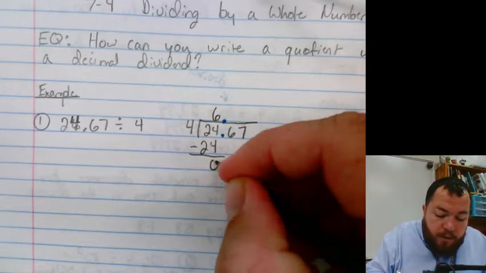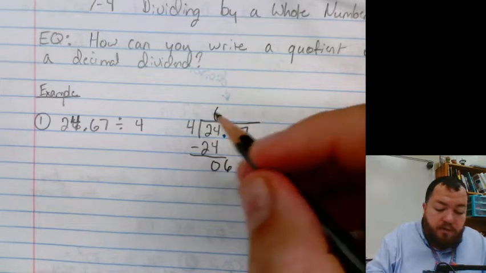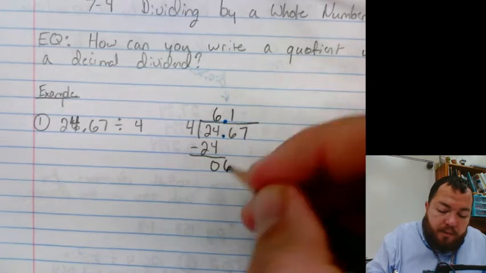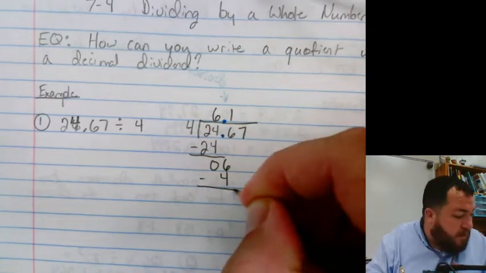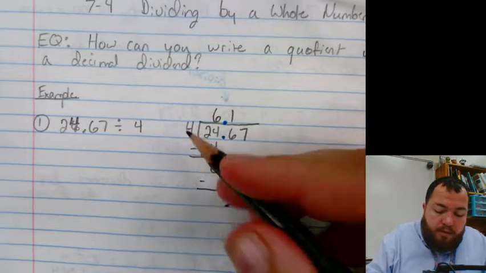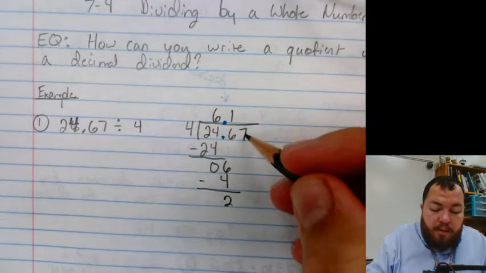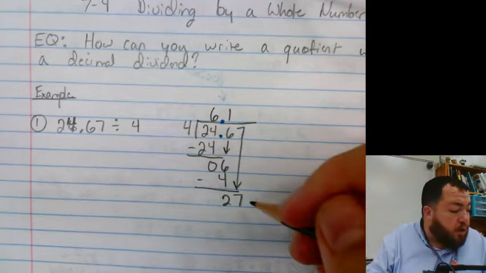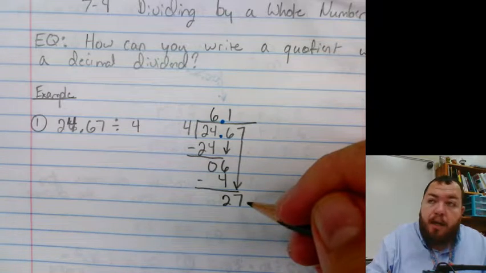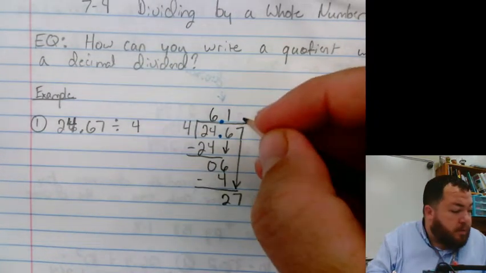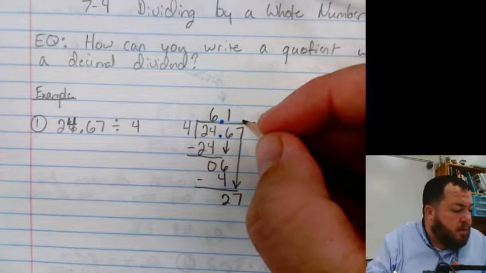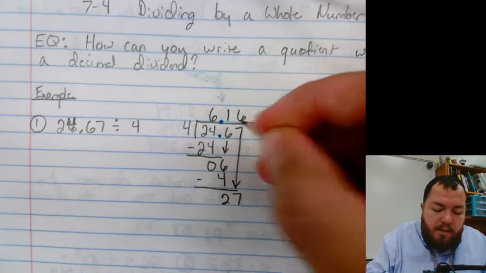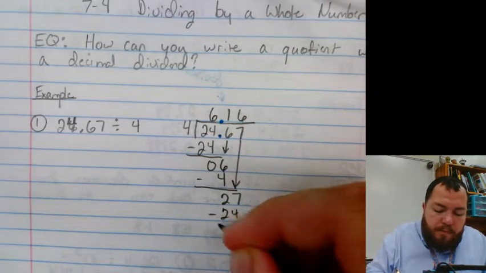Bring down the 0. That gives me 6. Does 4 go into 6? Yes. How many times? Once. Minus 4 gives me 2. Does 4 go into 2? No. So we need to bring down the 7, right? Does 4 go into 27? Yes. How many times? Sure about that? It's 6. 6 times 4 is 24.